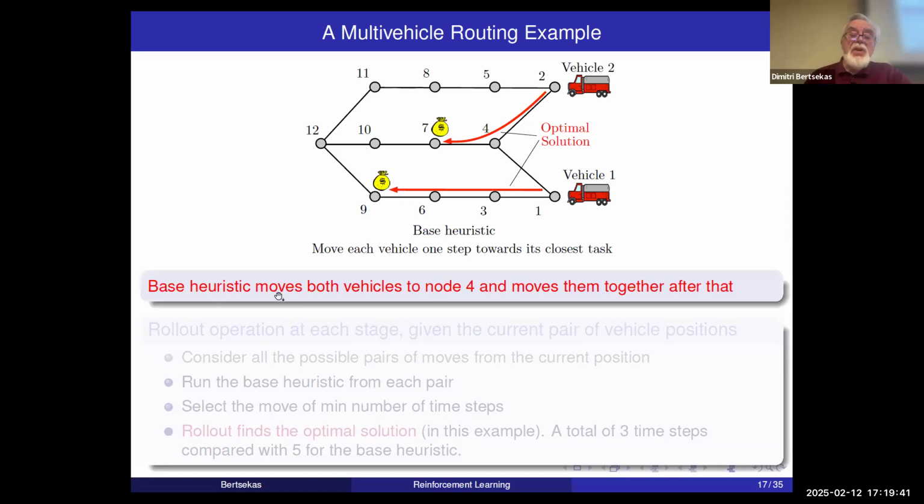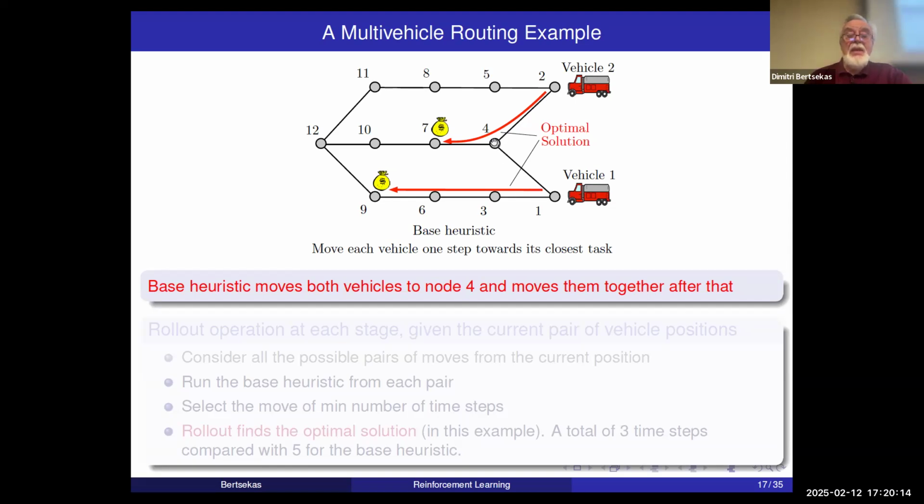So how does the base heuristic work for this particular problem? Well, we have these tasks here, and we have the two vehicles here. This vehicle finds the closest task, which is this one, and according to the base heuristic, will move here. This vehicle will look at the two tasks, and the closest task is this one, and will move here. So the base heuristic at the first step moves this one here and this one here.